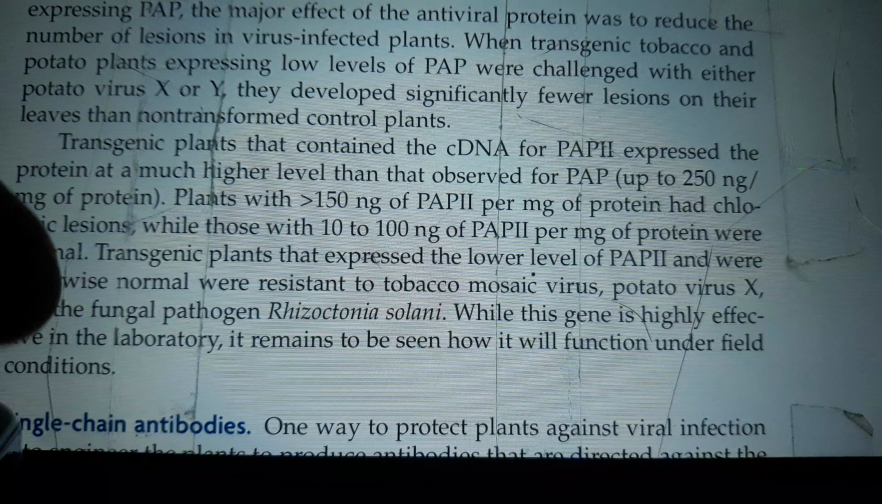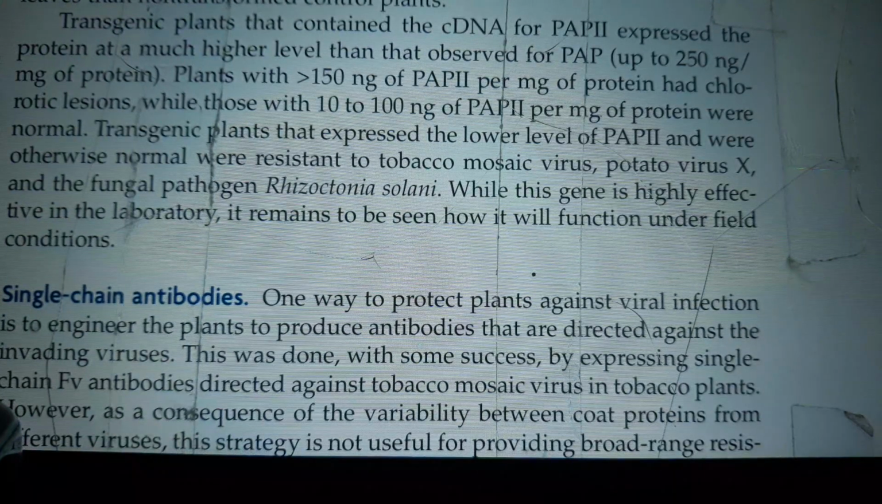Transgenic plants that contain the cDNA for PAP2 express this protein at a much higher level than that observed for PAP, up to 250 nanograms per mg protein. Plants with greater than 150 ng of PAP2 per milligram protein had chlorotic lesions, while those with 10 to 100 nanograms of PAP2 per milligram of protein were normal.